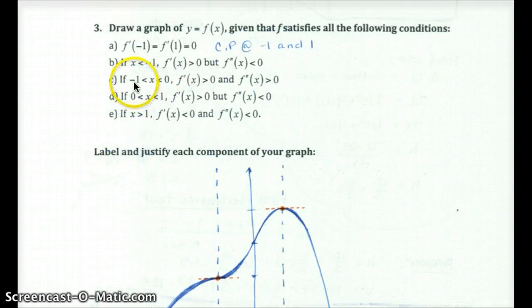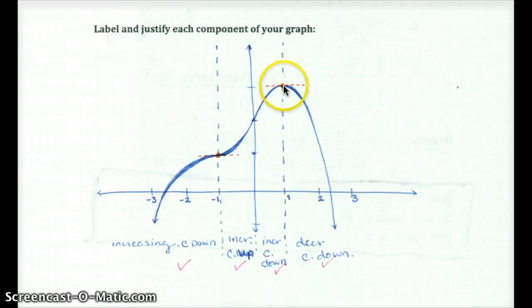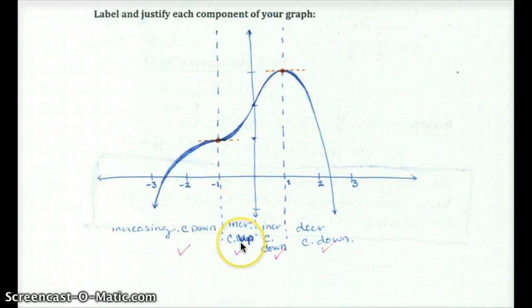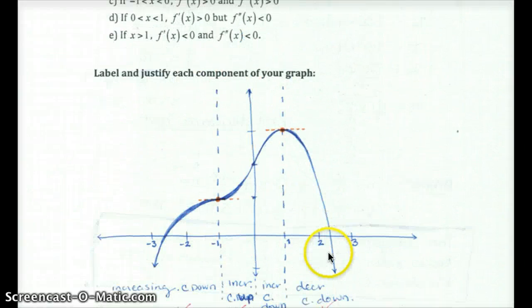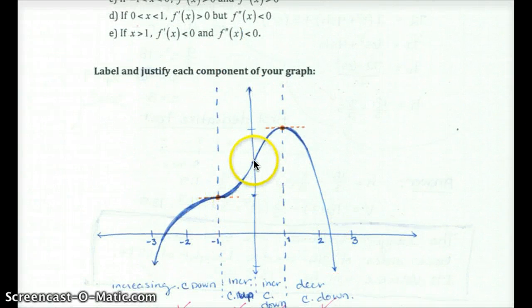Next, in between -1 and 0, which is this skinny little section of the graph right here, the function should be increasing and concave up, which I indicated in words right here. Between 0 and 1 on the x-axis, which is this section right here, the function should be increasing and concave down, which means it switches right here from concave up to concave down, making that an inflection point. And then, of course, the last section of the graph is decreasing and concave down, which looks like this.